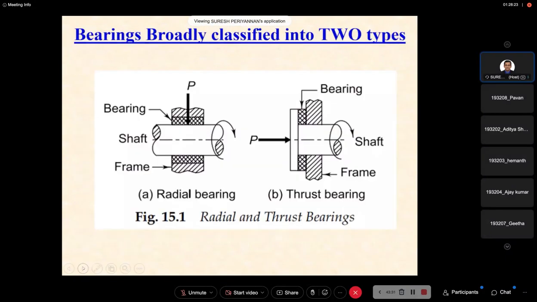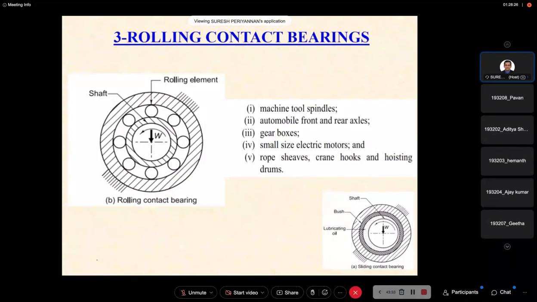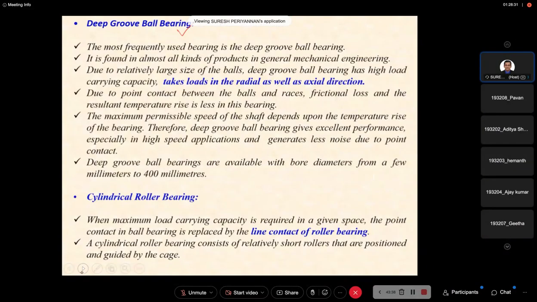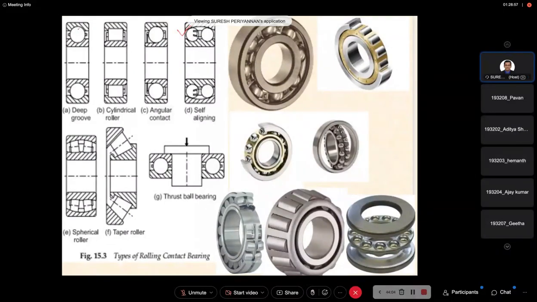In this deep groove ball bearing, there is no sliding, only free rotation is allowed. The deep groove ball bearing has a high load carrying capacity. I will come to the advantages later. Here there is no sliding, only rolling action is allowed. This gives the point contact between the two races, the outer race and the inner race.